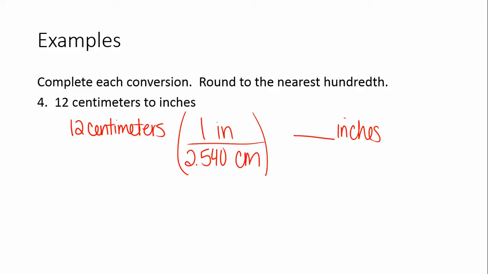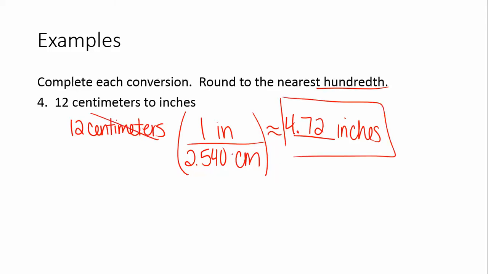So I'm going to take 12 and divide it by 2.540, and that gives me 4.7244 in a calculator, and we want to round to the nearest hundredth, so it's about 4.72 inches. And you need to make sure you have units here, but again, the centimeters canceled, just like a fraction, 2/2 cancels. So can units. So we get 4.72 inches.